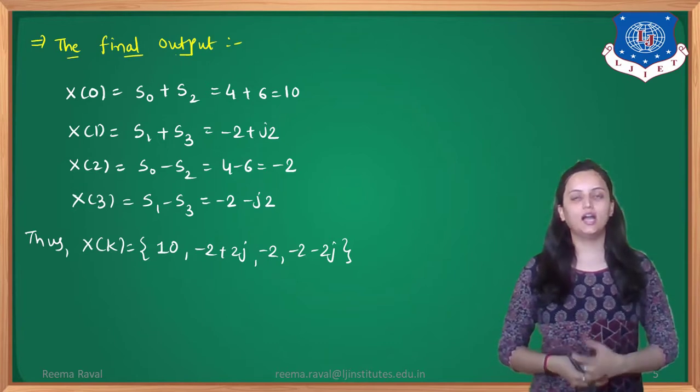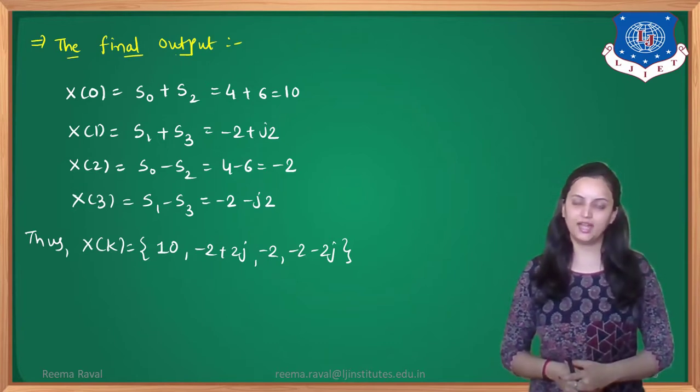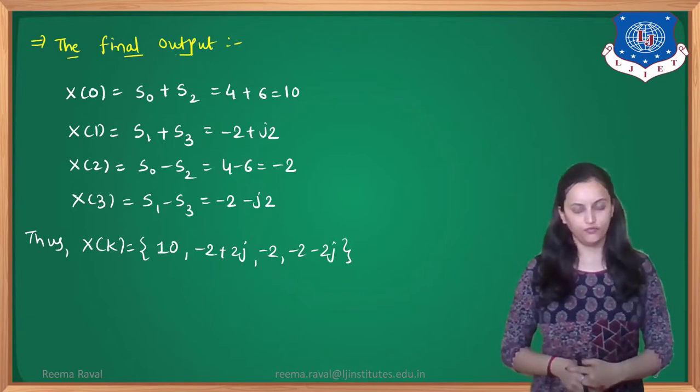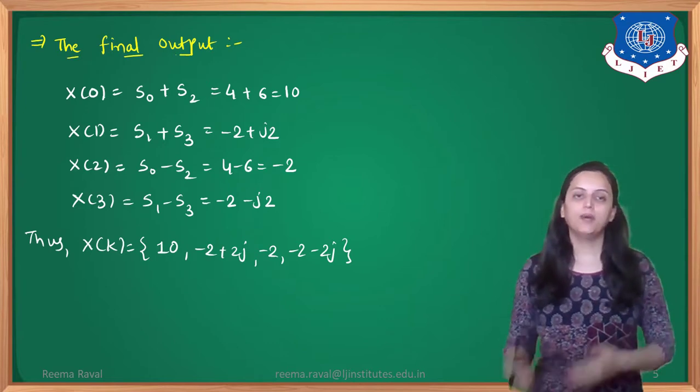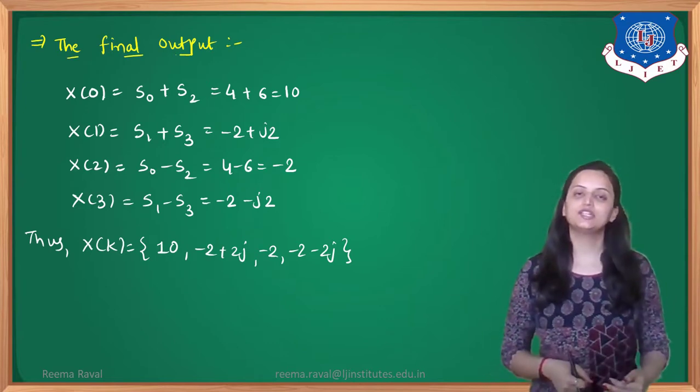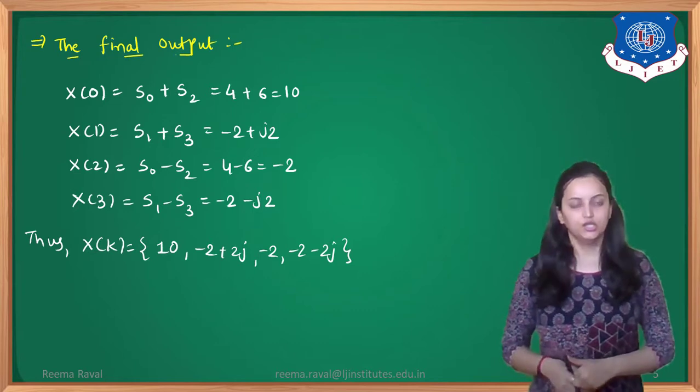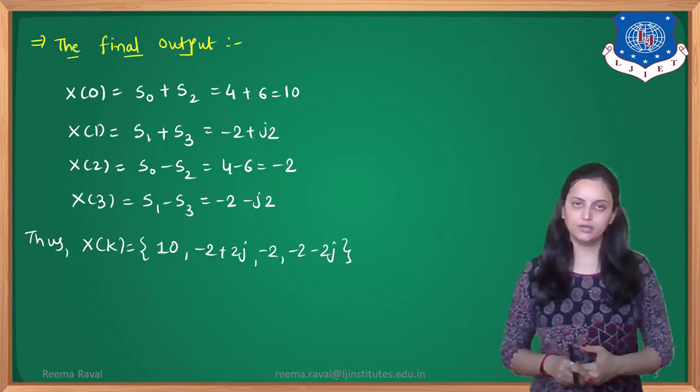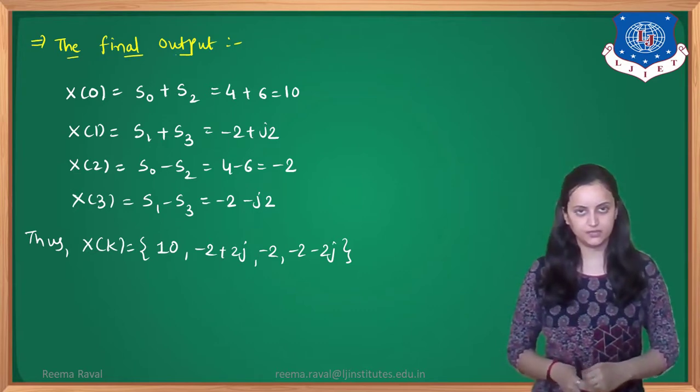So this is the final output for this N equal to 4 DFT structure, that is x of k, that is equal to 10, minus 2 plus 2j, minus 2, minus 2 minus 2j. This is the 4-point DIT FFT structure based on the 4-point input sequence.